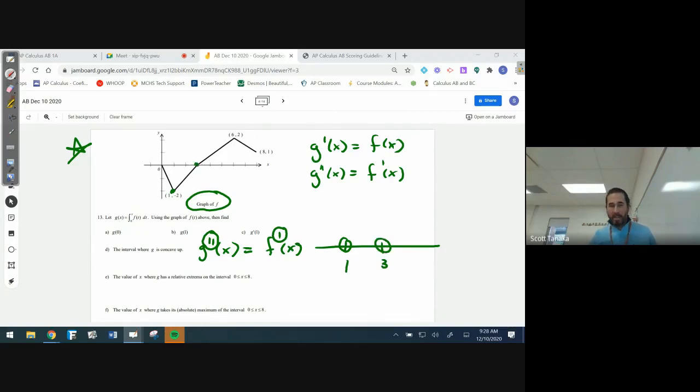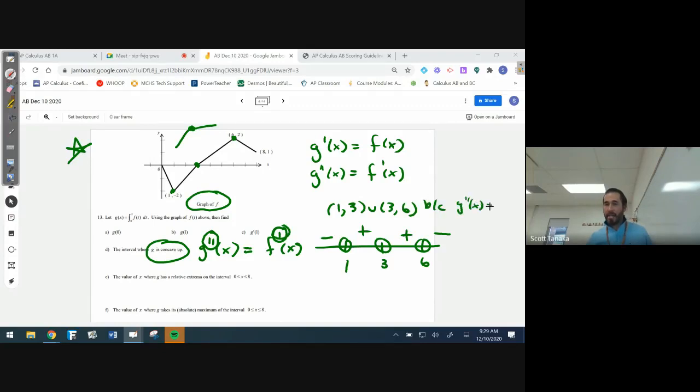The slope actually changes at 3. It's kind of like here, and then it flattens out a little bit. So there's actually a pointy place there, and then there's a pointy place at 6. So those are all critical points. Why? Because they're critical points for F prime, right? It's a DNE slope. And then the slopes are negative, then they're positive, then they're positive, then they're negative. So when it asks for concave up, I would want to know when the slopes are positive, and the slopes are positive from 1 to 3, union 3 to 6, because G double prime is equal to F prime, which is bigger than 0.